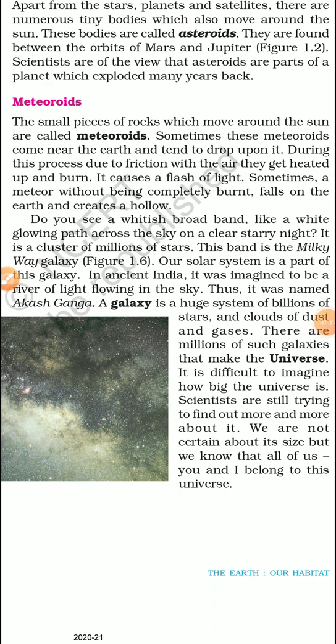Next, let's talk about meteoroids. The small pieces of rock which move around the sun are called meteoroids. Sometimes these meteoroids come near the earth and tend to drop upon it. During this process, due to friction with the air, they get heated up and burn. This causes a flash of light.